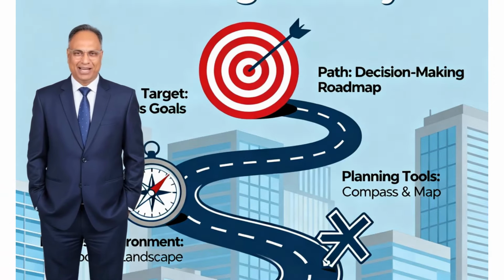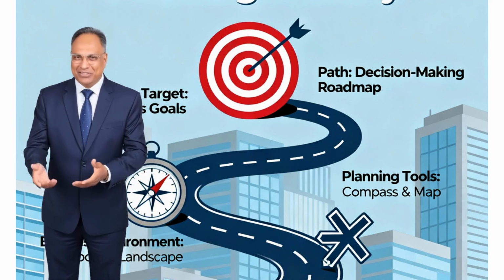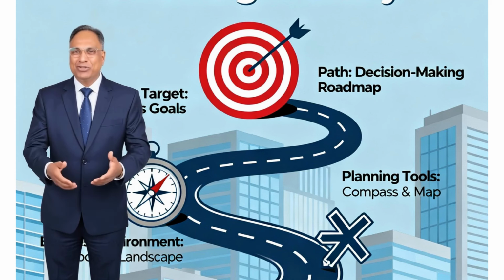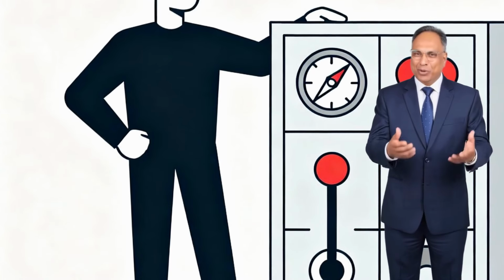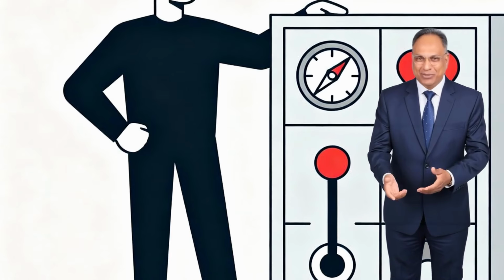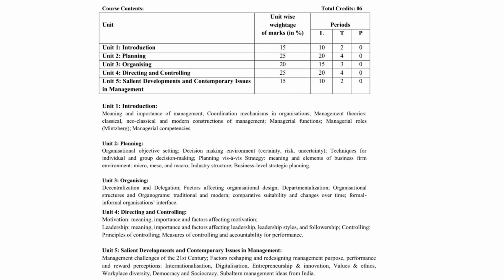Unit 2 covers topics like planning, decision-making, business firm environment, and business-level strategic planning. Unit 4 features directing and controlling, motivation, leadership, and the principles of control. In short, strengthen your grip on planning in Unit 2 and directing and controlling in Unit 4. You'll be ready for half the paper. Overall, balance your preparation according to this weightage. Spend 50% of your time on high-weightage units, 30% on medium and 20% on low-weightage units.